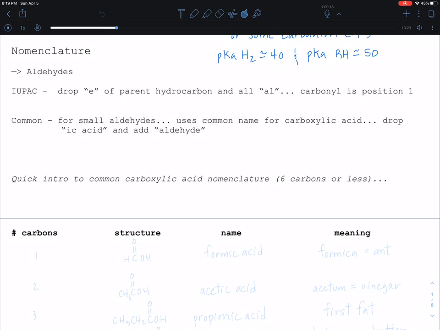And common nomenclature with aldehydes is pretty common for small aldehydes. And by small, I mean aldehydes that contain 6 carbons or less. Typically, we use the common name for the carboxylic acid, which I'm going to give to you guys now. We haven't covered carboxylic acids yet, so there's no way that you could know this. So I'm going to introduce just the first 6 common carboxylic acids, and I'm going to sort of explain their etymology. For that, we're going to end up dropping the ic acid at the end of that name and just adding the word aldehyde. So let's give a few examples here.